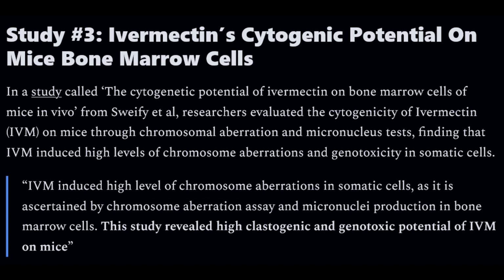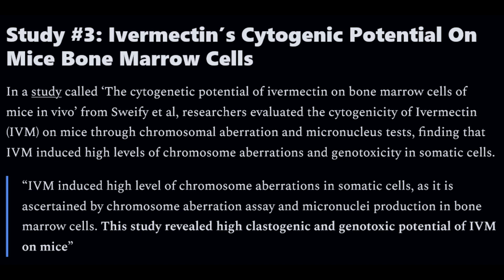So let's turn to study number 3, ivermectin's cytogenic potential on mice bone marrow cells. This is a study by Sweefy et al. entitled The Cytogenic Potential of Ivermectin on Bone Marrow Cells of Mice in Vivo. Researchers evaluated the cytogenicity of ivermectin on mice through chromosomal aberration and micronucleus tests. And they found that ivermectin induced high levels of chromosome aberrations and genotoxicity in somatic cells.